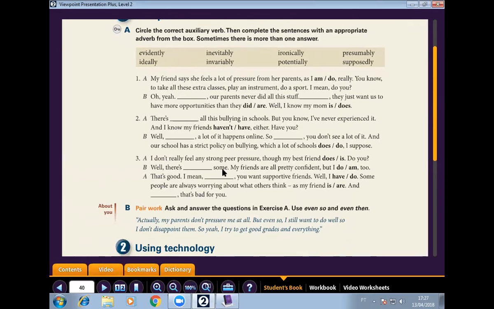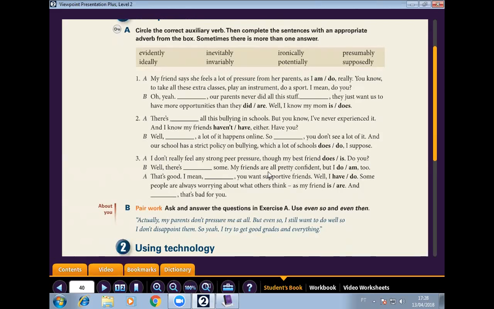I don't really feel any strong peer pressure, though my best friend does. I can't use "is," okay? Because there is no verb to be here. So simple present, "does." Do you? And then it says, well, there is inevitably, invariably, okay?